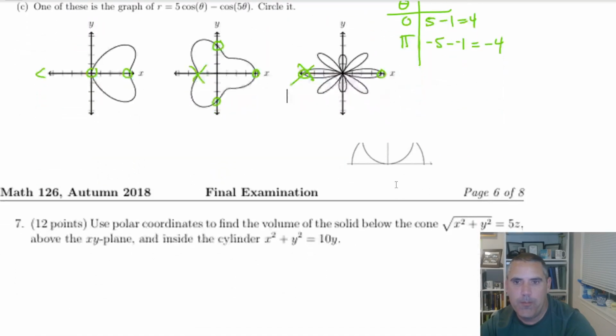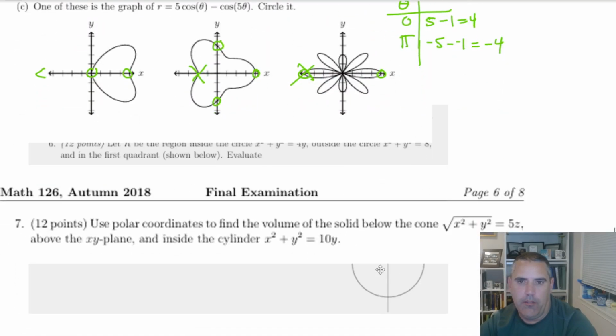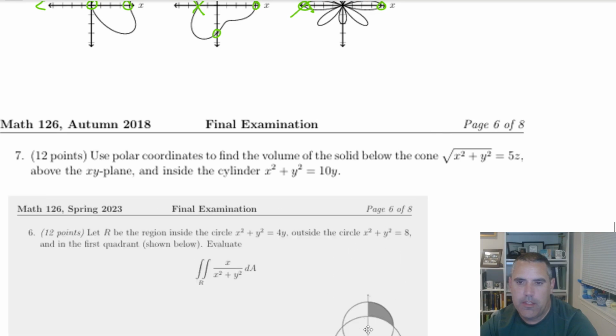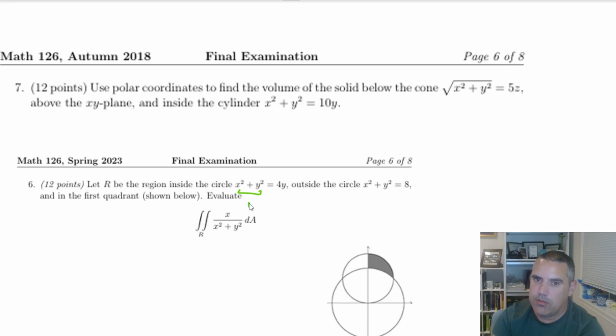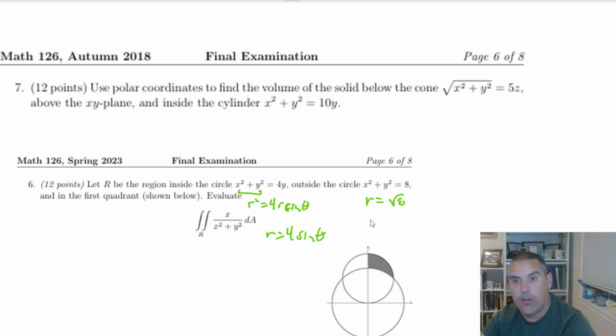All right. What else we got? Here's a question, but this one I give the equations, and notice we have a circle not centered at the origin. So yes, you need that r squared is 4r sine of theta. So you get r is 4 sine of theta, and you get r equals square root of 8. Okay, that wasn't so bad.